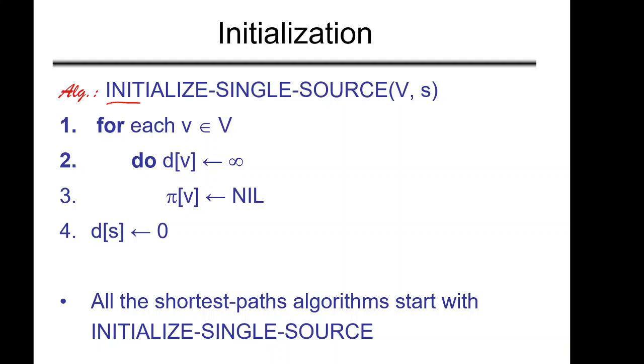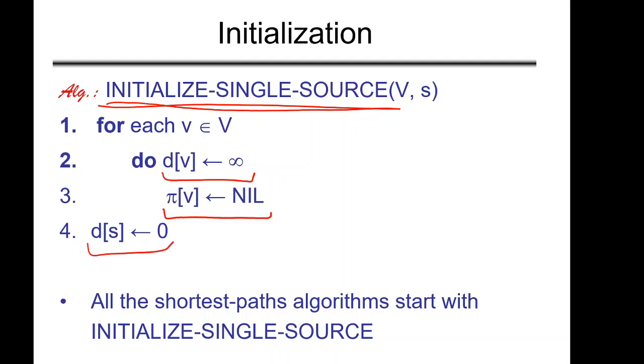So from now onwards I will just write this: initialize single source. It means we are doing these three operations. We are running a for loop and setting d of V to infinity and pi of V to nil for all the vertices, and then we will say that the source has d of S as 0.